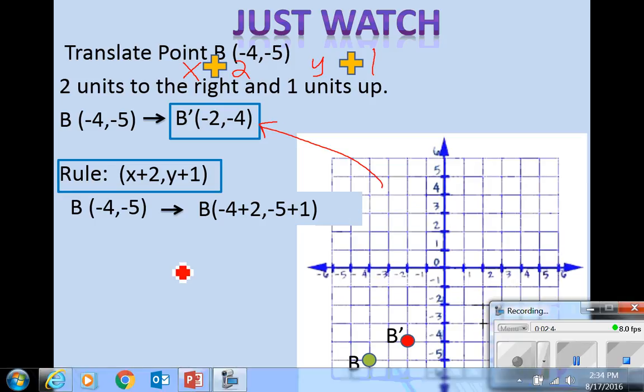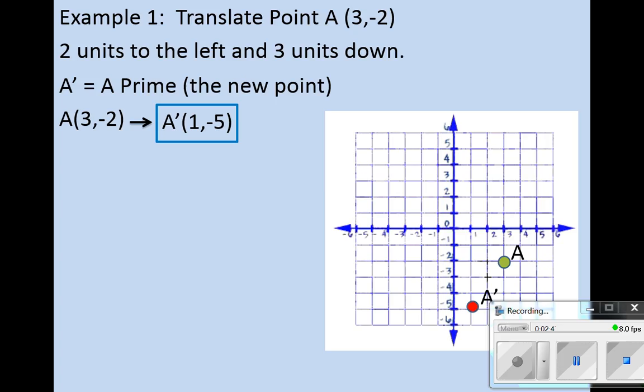Let's go to example 1 that you did in class yesterday. Example 1 was to translate point A 2 units to the left, 3 units down. We did that on the graph, and we got our new ordered pair. And our new ordered pair was A prime is 1, -5. Now we're going to write the rule. To start with, we need to look for the direction words in our opening statement. We need to look for the 2 words that are telling us the direction, and we need to write a plus or a minus above them.